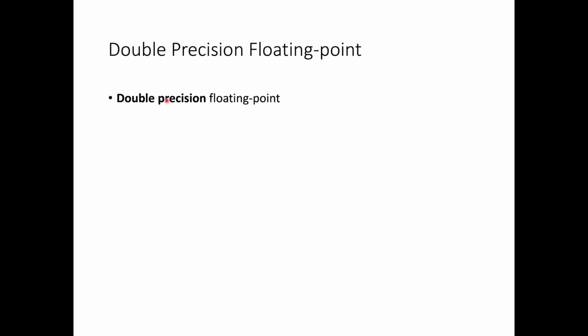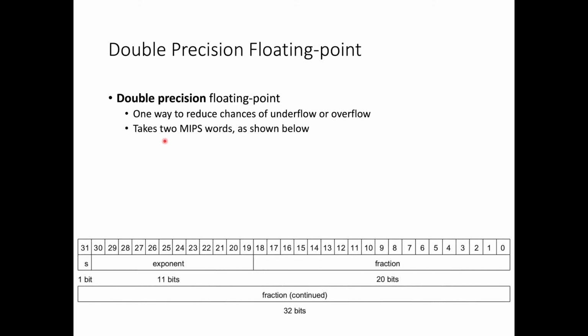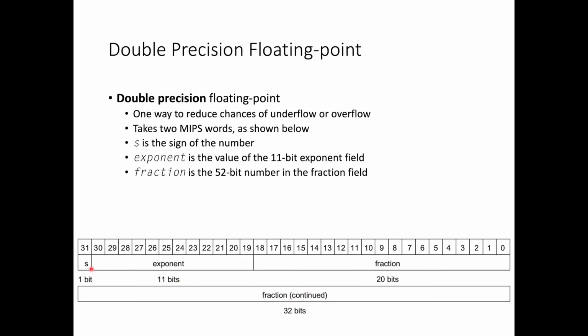And we talked about this single precision floating point. We also have double precision floating point. The double precision floating point is one way to reduce chances of underflow or overflow. Double precision floating point takes 2 MIPS words, which is shown here. So instead of 32 bits, the double precision floating point has 64 bits. It takes 2 MIPS words. And similarly, S is the sign bit. Exponent here is changed to 11 bits, and fraction here is changed to 52 bits.